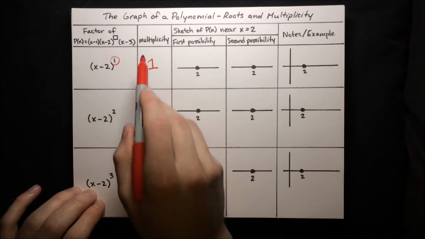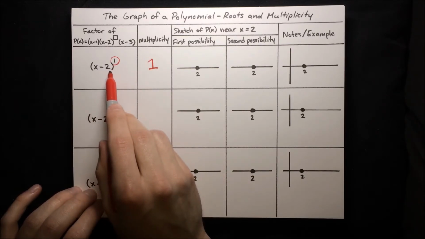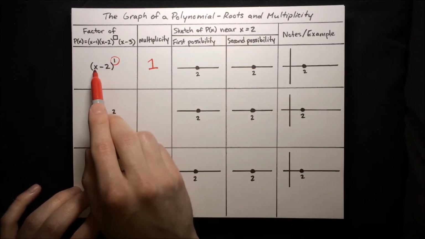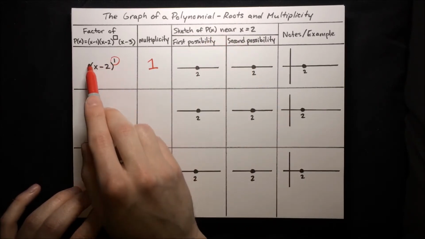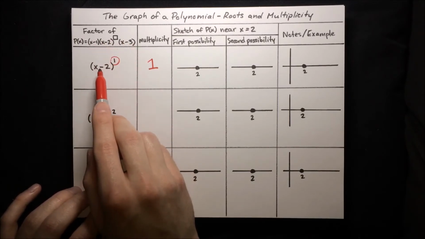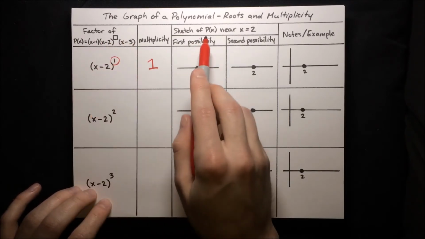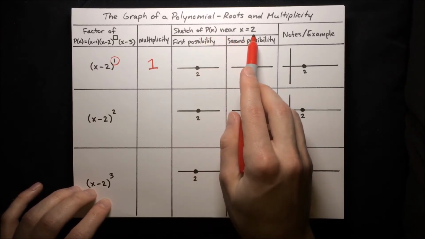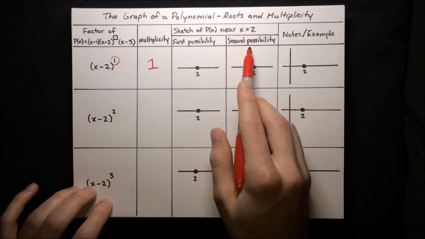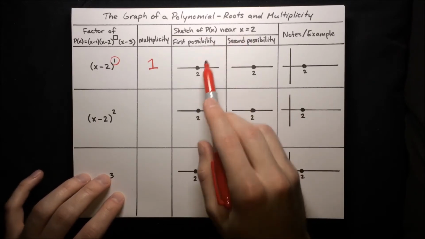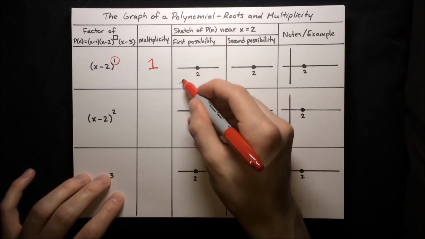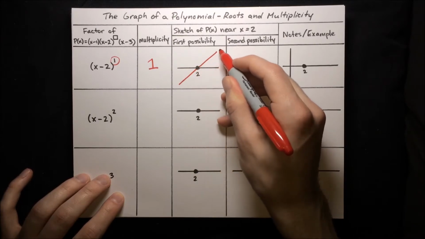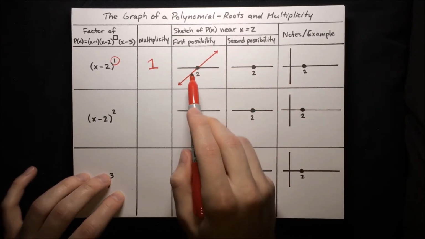Okay, so this factor with a multiplicity of 1 corresponds to a root of x equals 2. X equals 2 causes this factor to go to 0, so it causes the whole polynomial to go to 0, so it's a root of the polynomial. So what does the polynomial look like around that root? What does it look like near x equals 2? Well, there's two possibilities. So the first possibility is that it's coming from the negative side here, and then it goes straight through the root 2 and then ends up on the positive side, like that. Okay, so that's one possibility.